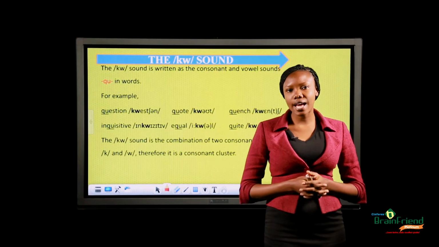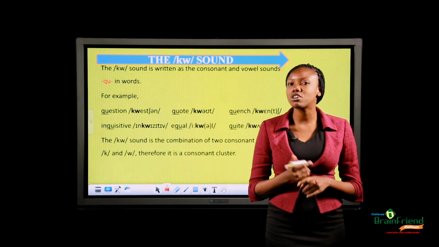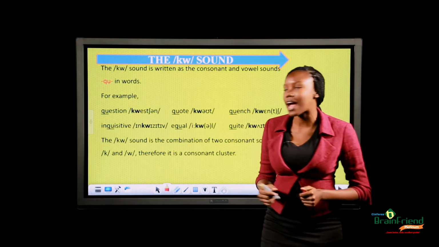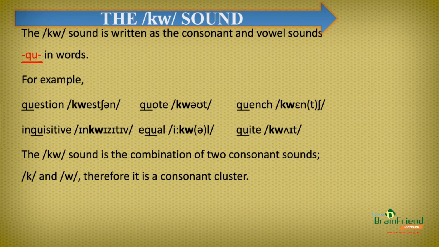The kw sound is a combination of a consonant and a vowel sound. That's why we have it written as QU, which is pronounced kw in words. Some examples are question, inquisitive, quote, equal, quench, and lastly we have quite.